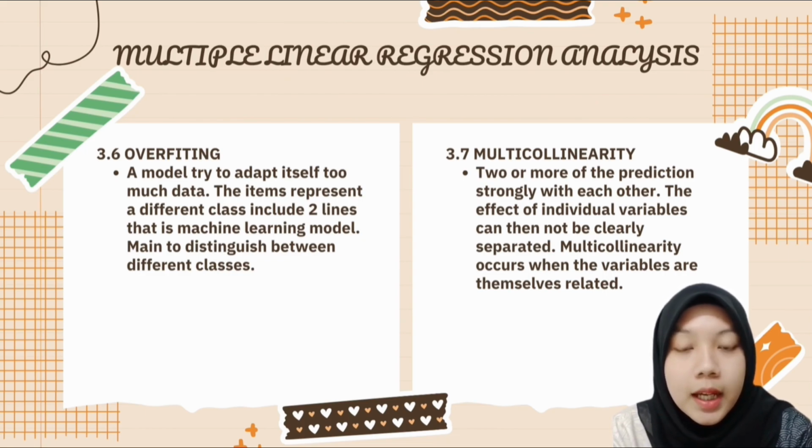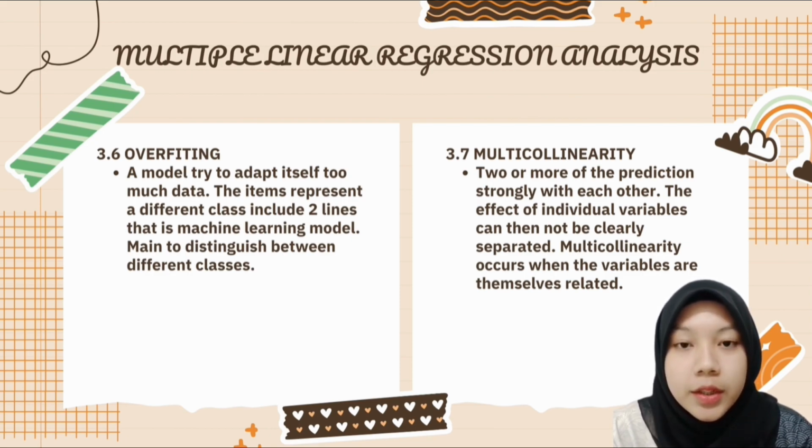3.7 Multicollinearity. Two or more of the predictors are strongly related with each other. The effect of individual variable cannot be clearly separated. Multicollinearity occurs when the variables themselves are related.